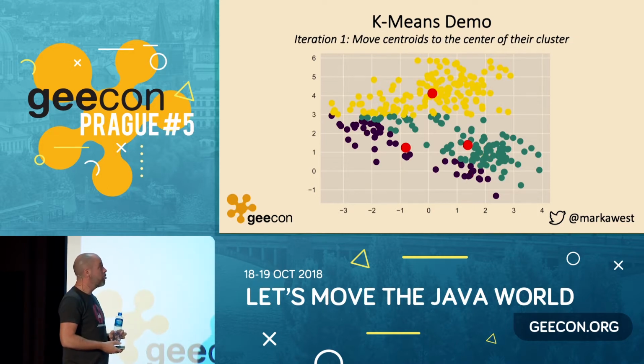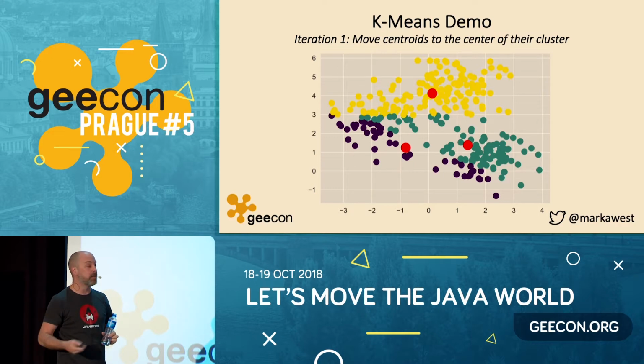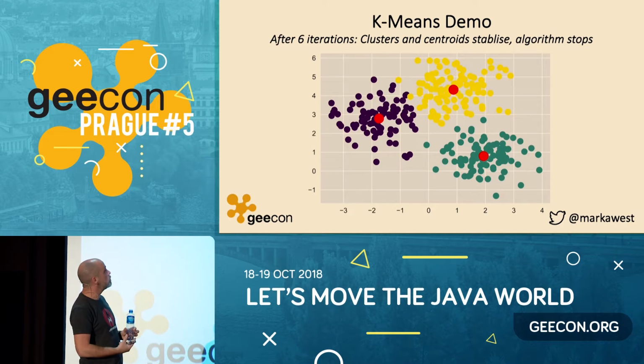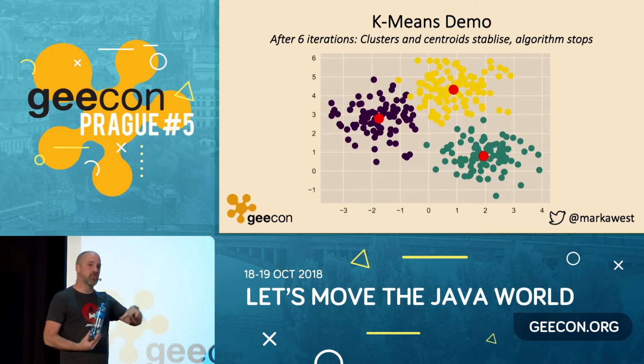But now the centroids are no longer at the center of their cluster, so we have to move them. Then we have to recalculate our membership again, and then move them, and so on and so forth. After 6 iterations, the clusters and the centroids stabilize and the algorithm stops. So that's how k-means clustering works.